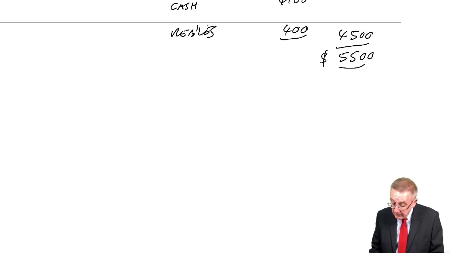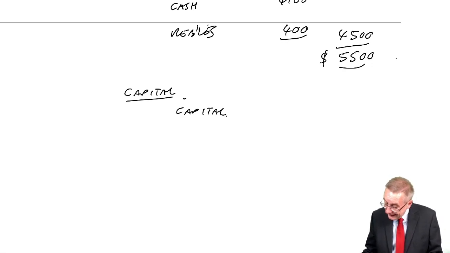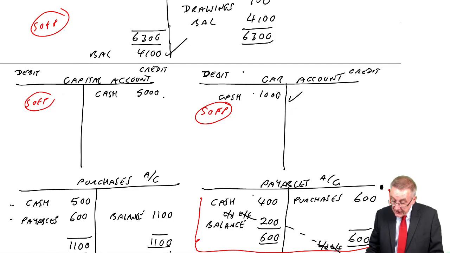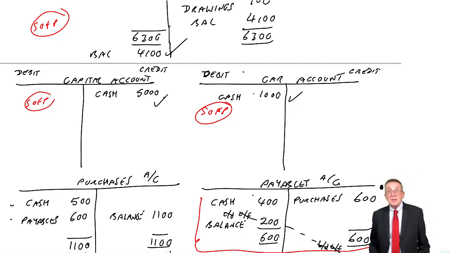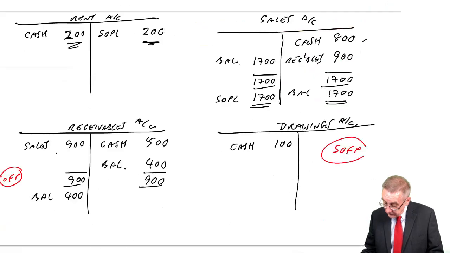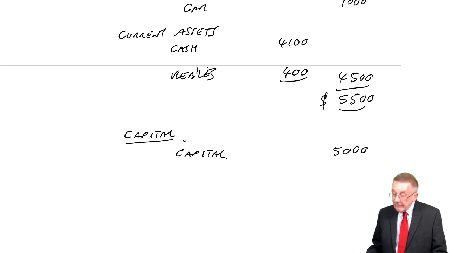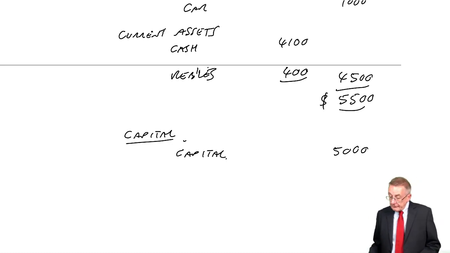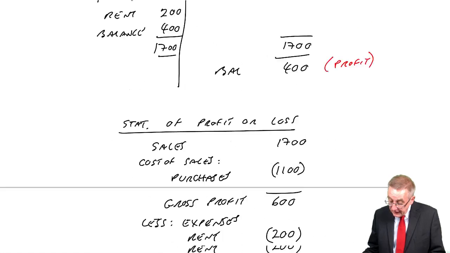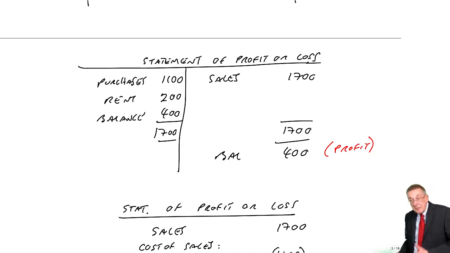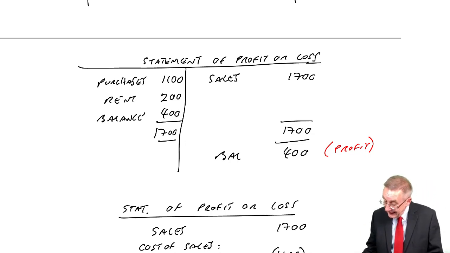What does the business owe? What about capital? From the capital account itself, I think there was a balance there. Yes, we've left the balance there, 5,000 listed. Anything else for the owner? Yes, there was profit. Statement of profit or loss T account. There's a balance there of 400, a credit balance owing to the owner. Listed.